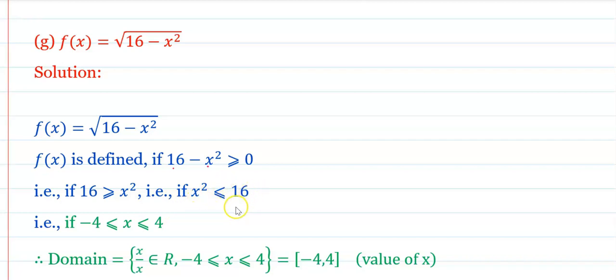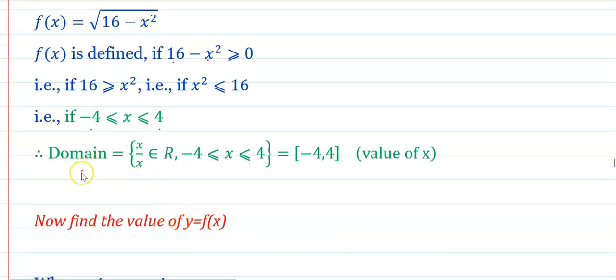If we take the square root on both sides, as I said earlier, the values of x lie between minus 4 to plus 4, and equal to minus 4 and equal to plus 4 also. And hence the domain, x is such that x belongs to the set of real numbers and the values of x lie between minus 4 and plus 4. That is the closed interval minus 4 to plus 4. Okay, this is the value of x.